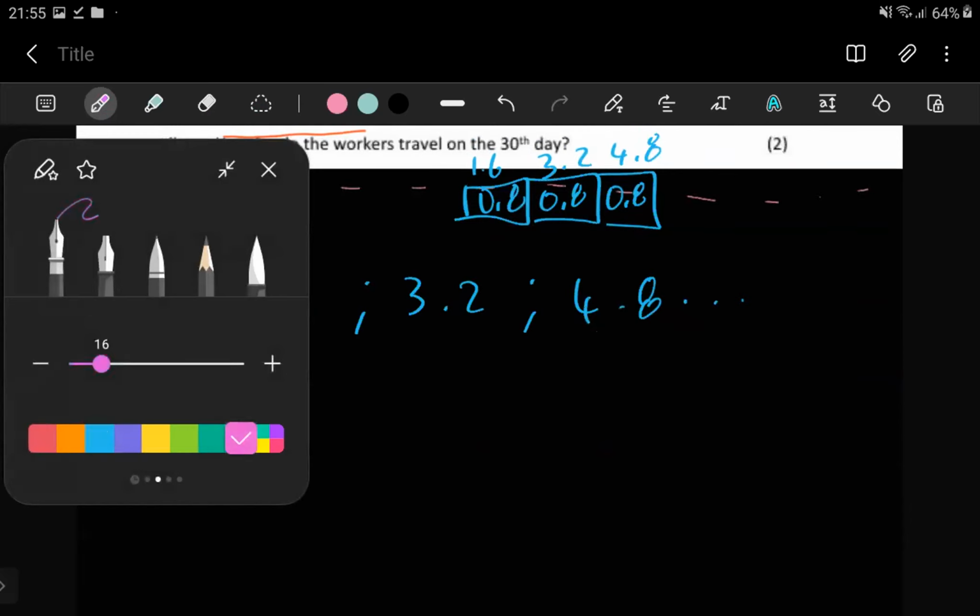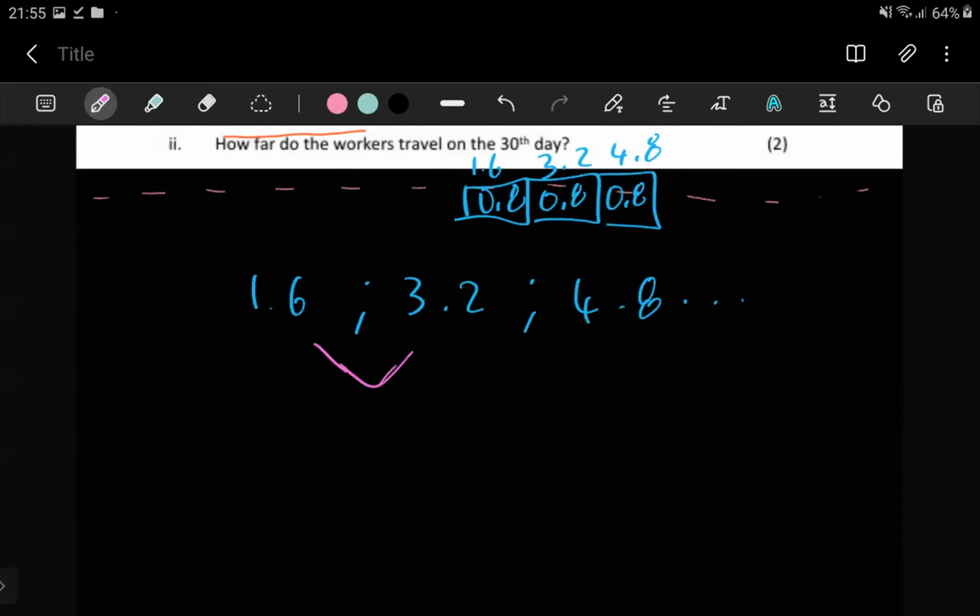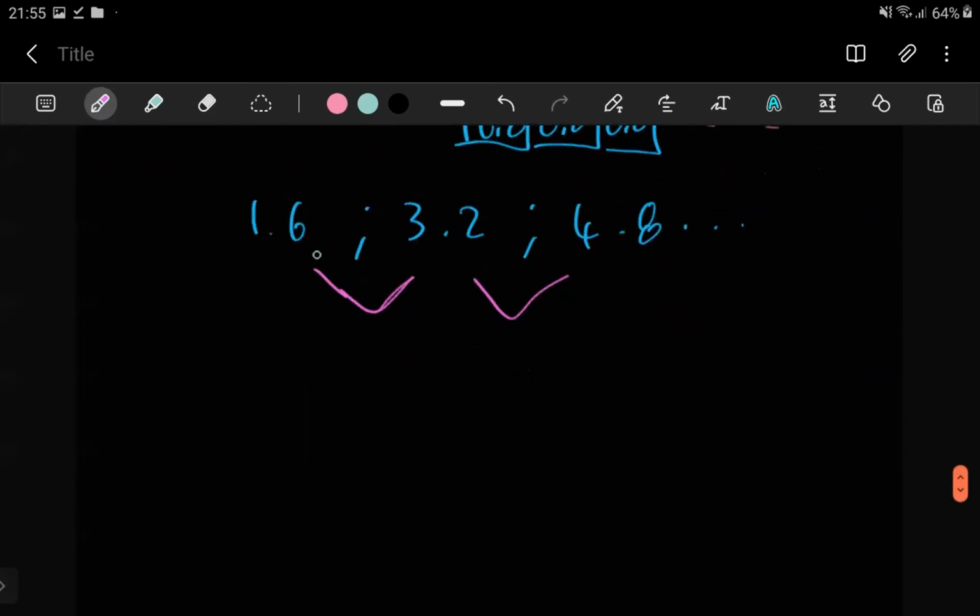Now, with this kind of a sequence, we have to check what kind of a sequence we have here. 3.2 minus this is just 1.6. This minus 3.2, it looks like it's also another 1.6. Is it?